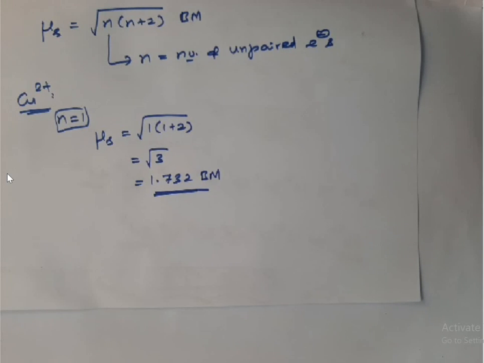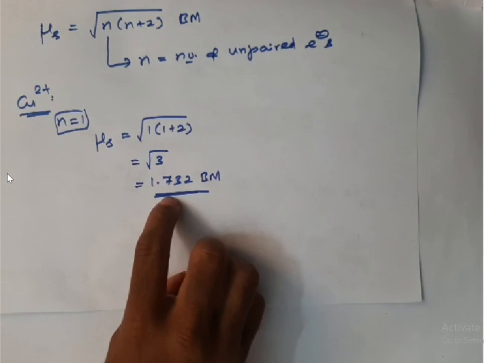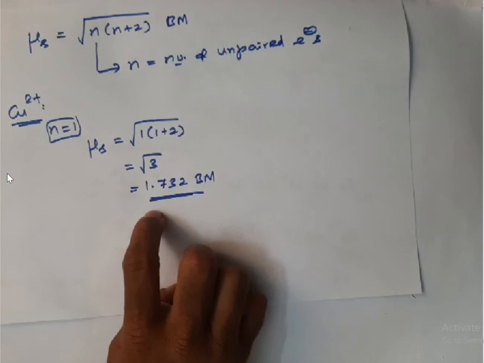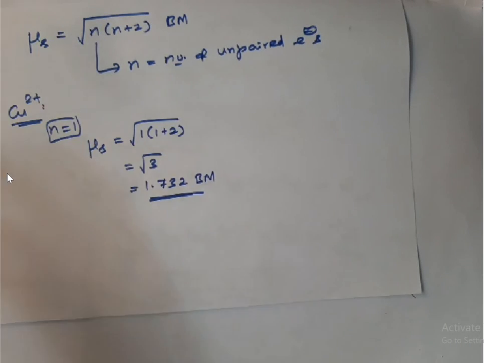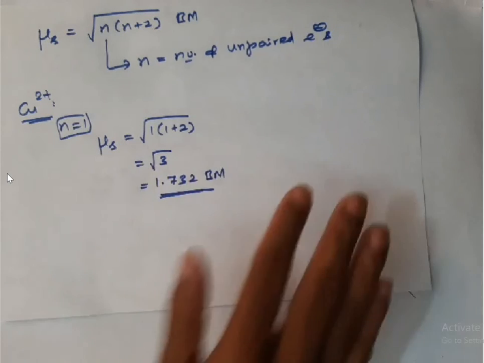Remember, students, magnetic field arises not only due to spin. I have told you in the beginning, electrons in an atom give magnetic field in two ways. One due to orbital motion, the other one due to spin. Here we are calculating magnetic moment for the spin of the electron. Net magnetic moment means it is the total, that is orbital plus spin. If you take the total, you will get the net magnetic moment. Here I am giving you only the spin, right? How to calculate the spin only magnetic moment.